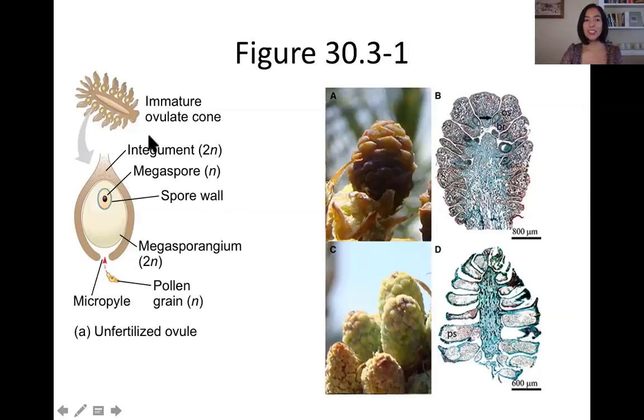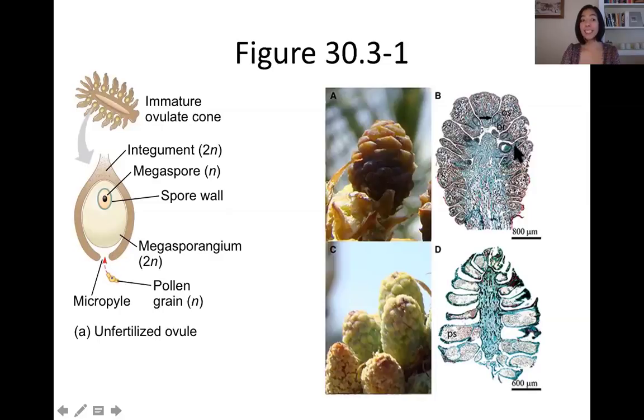Just for you to see some comparisons of these megastrobili, here we have a baby female cone, and this is something that I did during my PhD, and I have a cross-section here for you. So these are the ovules, actually, these guys right here, and each of these structures is the megasporophyll.